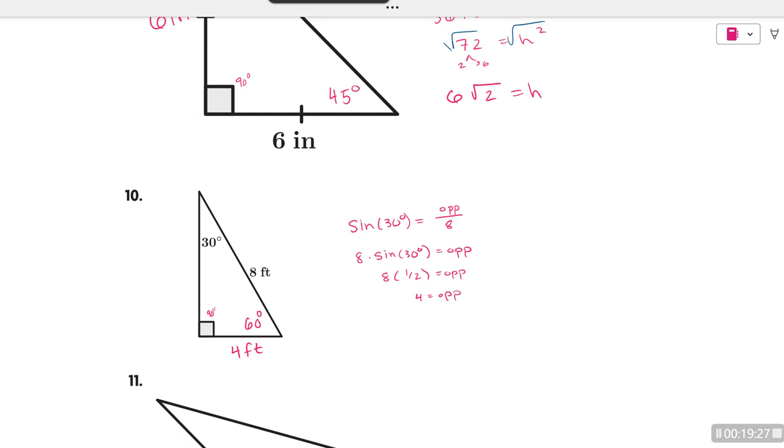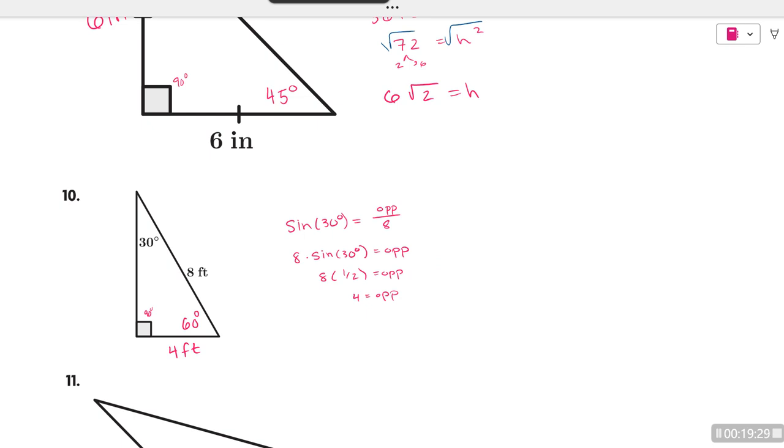So algebraically, that's how we found that 4 feet. Now, since we have two sides, let's do Pythagorean theorem to solve the last one. I'm just going to put a y as a placeholder there. So y squared plus 4 squared equals 8 squared. So now 4 squared is 16. 8 squared, we get 64. So we're going to subtract that 16 from both sides to get the y squared all by itself.